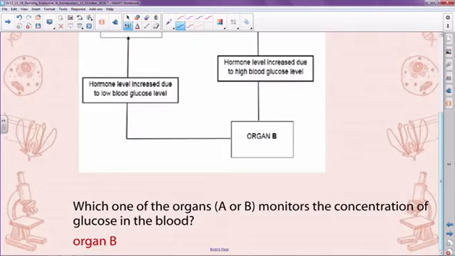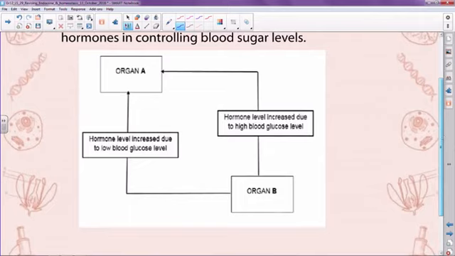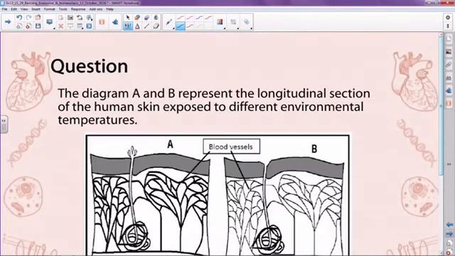Okay, so all of this, if we have a look at it, the liver picks it up. There we go. And the organ that it tells, if that thing is low, you need to secrete from the pancreas, islets of Langerhans and all of that. Right. Okay. Next one. New question.